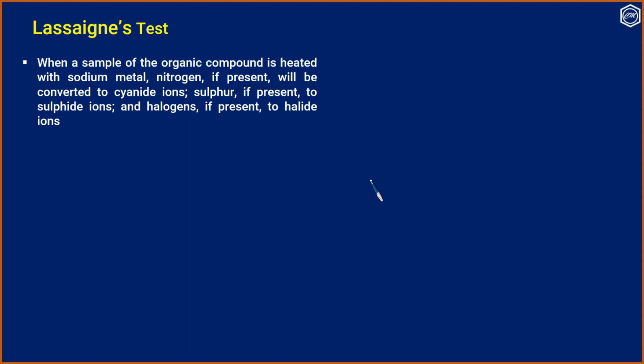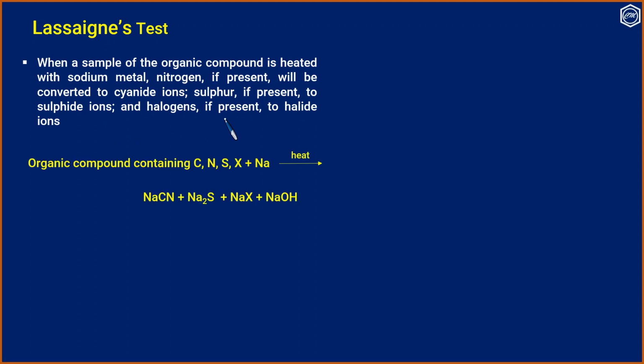controllable compared to potassium. When an organic compound is heated with sodium metal, nitrogen, if present, will be converted to cyanide ions, sulfur, if present, to sulfide ions, and halogens, if present, to halide ions. By halogen, we mean chlorine, bromine, and iodine.